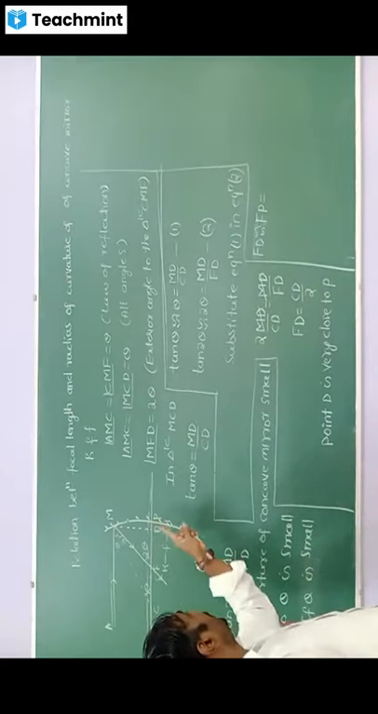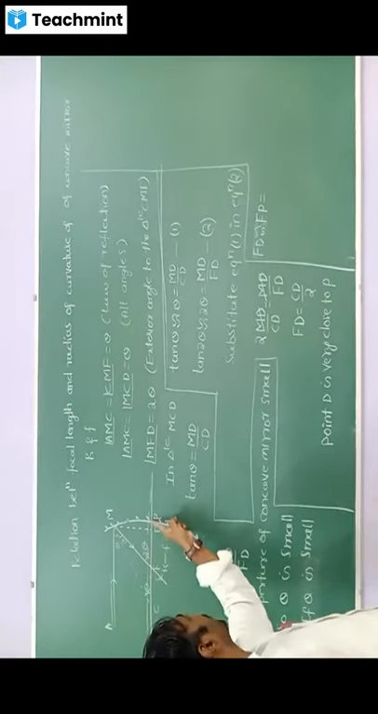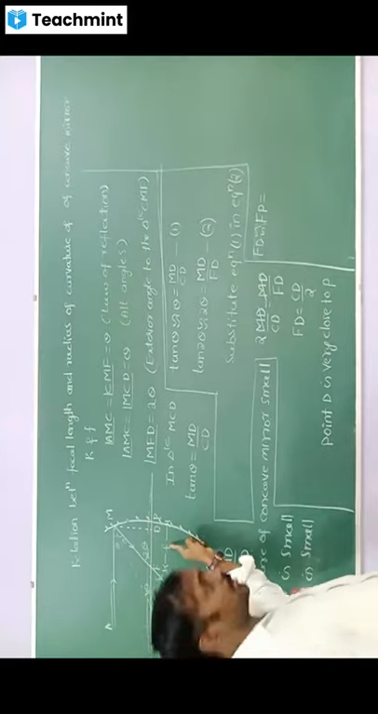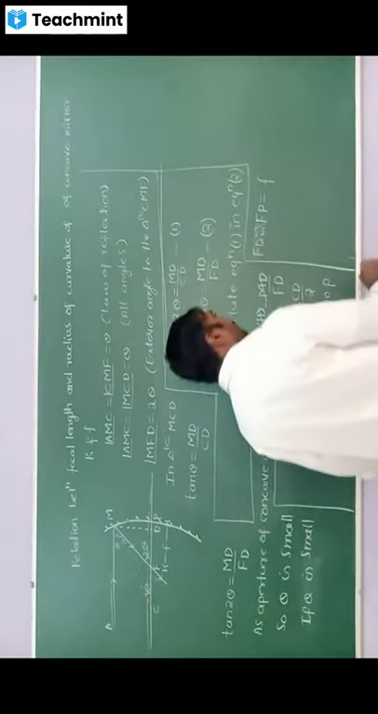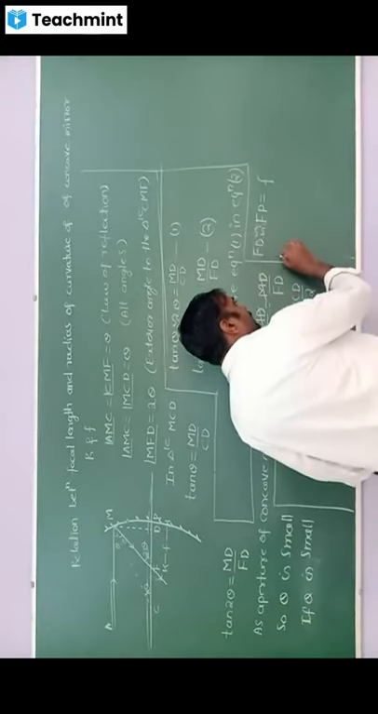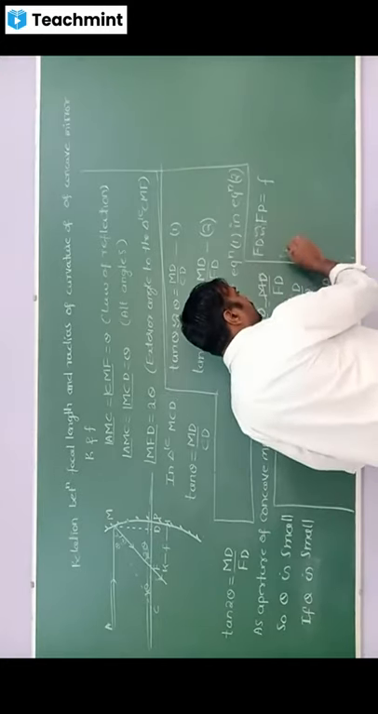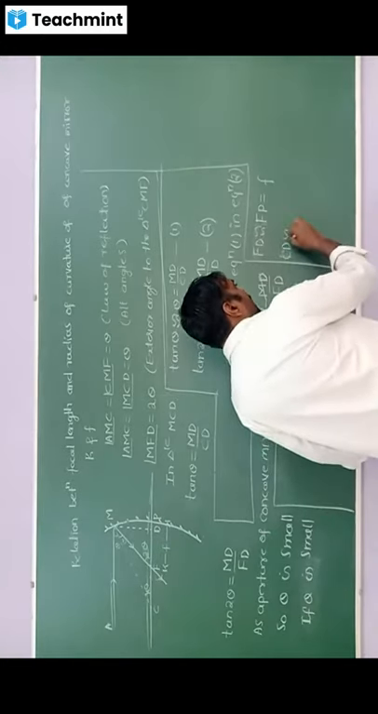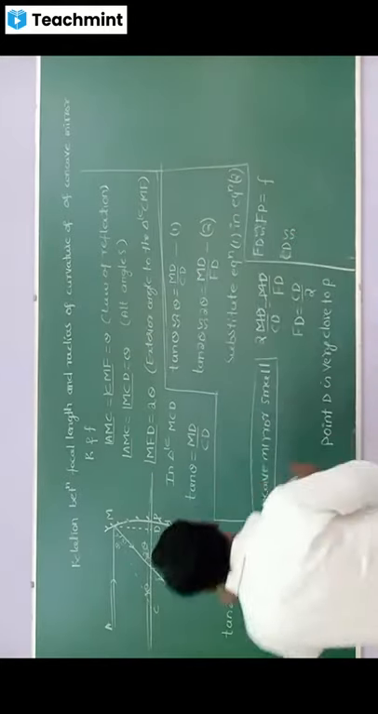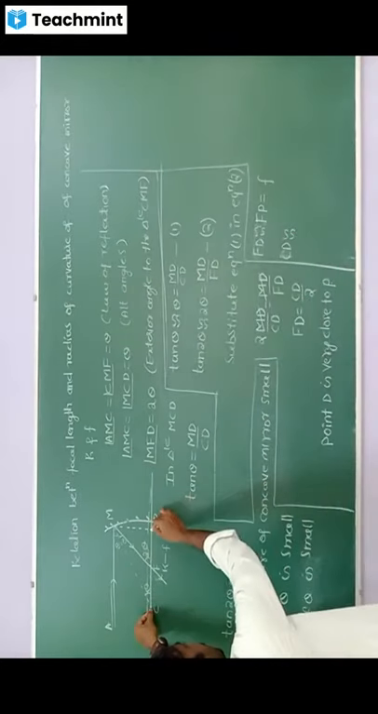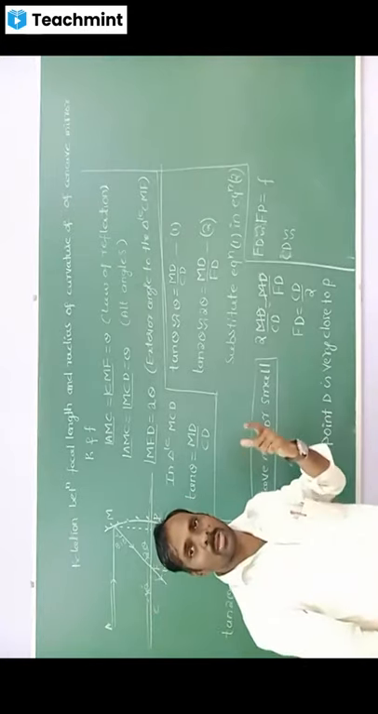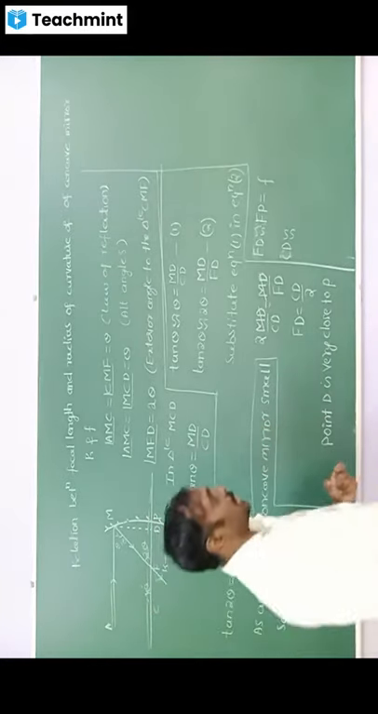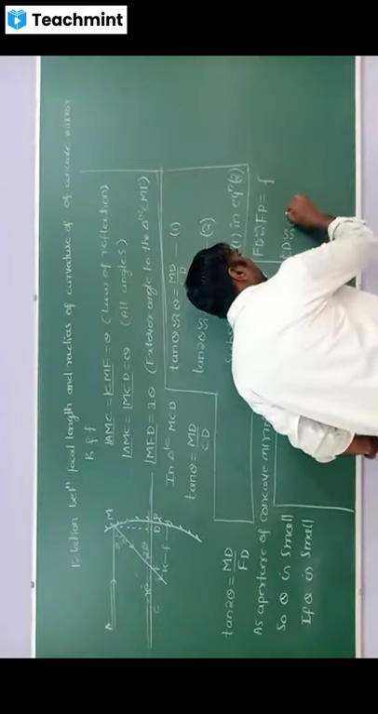What is FP? The distance of the principal focus from the pole is called the focal length, and here I'll write it as small f. And also, CD is nearly equal to CP.